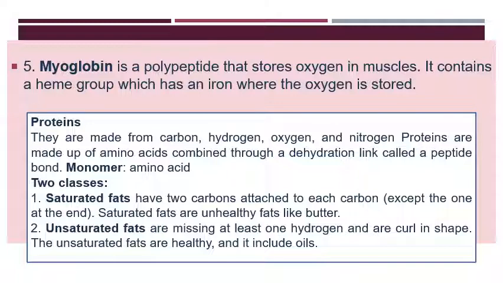Two classes: number 1, saturated fats and unsaturated fats. Saturated fats have two hydrogens attached to each carbon, except the one at the end. Saturated fats are unhealthy fats like butter. Unsaturated fats are missing at least one hydrogen and are curled in shape. The unsaturated fats are healthy, and it includes oils.